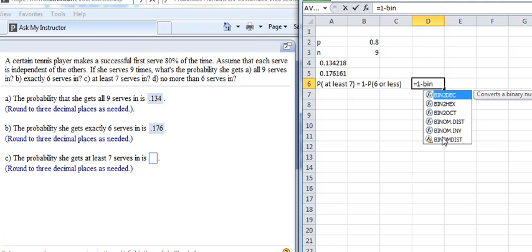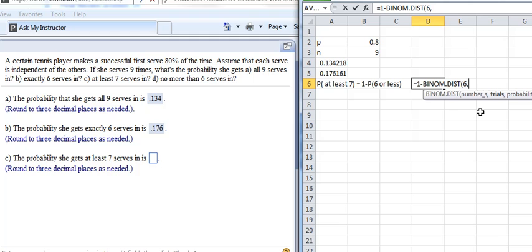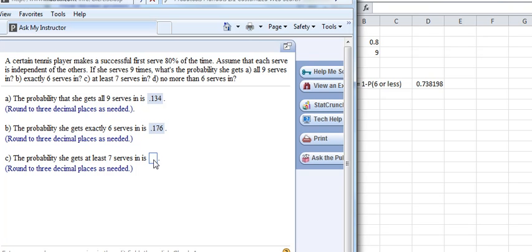So we'll do our binomial distribution function. The number of successes is 6. And on the cumulative part, we're going to end up putting a 1. The reason is that we want to know, could you have 6? Could you have 5? Could you have 4? Could you have 3? Could you have 2? Could you have 1? Okay. The number of trials that we're looking at is 9. The probability of success is 0.8. And in this case, we put a 1 there for cumulative because we want to accumulate it up. All right, and so that answer, 0.738, is the probability she gets at least 7 serves in.